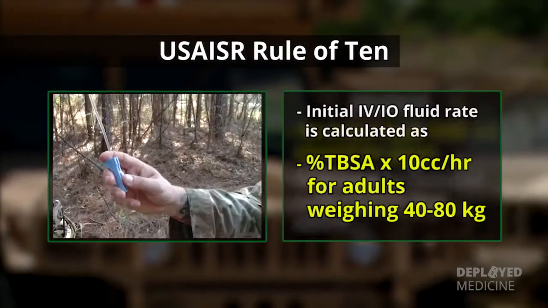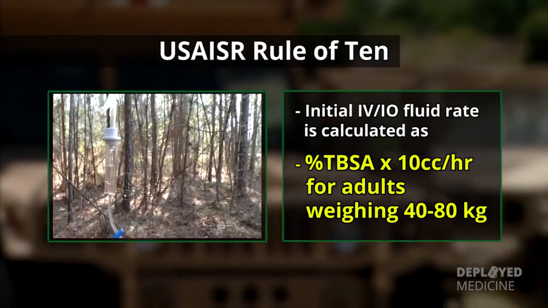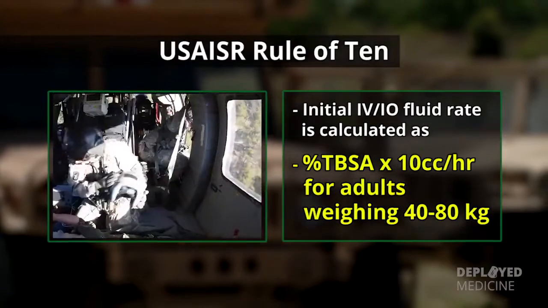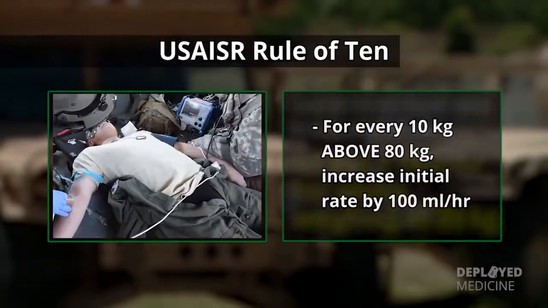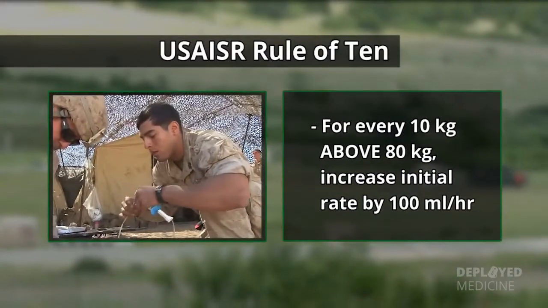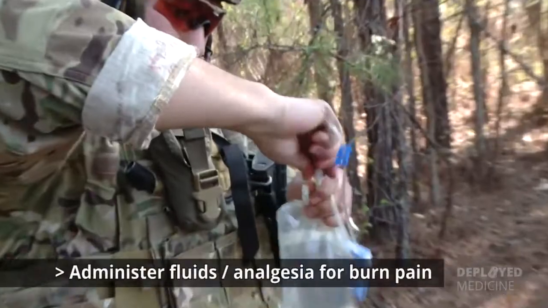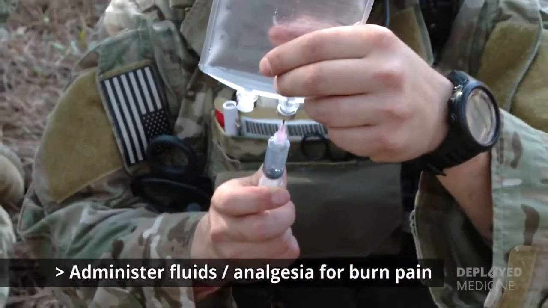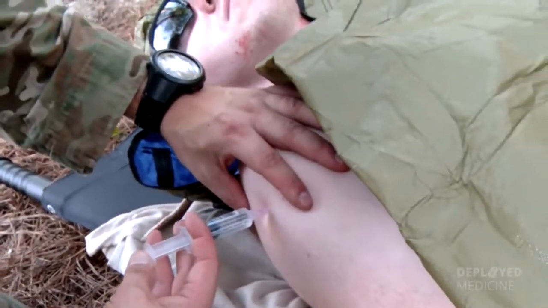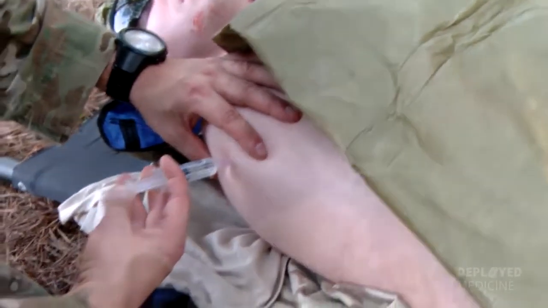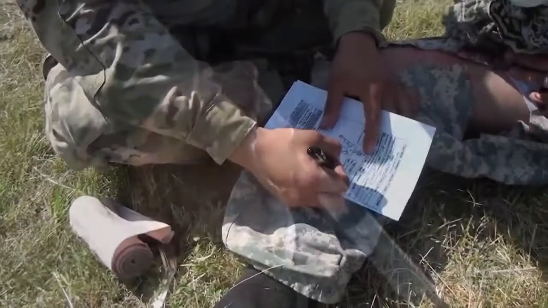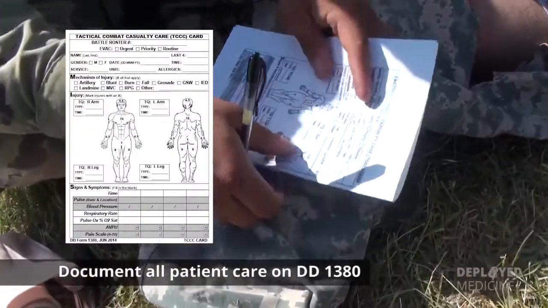Initial IV-IO fluid rate is calculated as the percent TBSA times 10 cc's per hour for adults weighing 40 to 80 kilograms. For every 10 kilograms above 80 kilograms, increase the initial rate by 100 milliliters per hour. Administer fluids and analgesia for burn pain in accordance with TC3 guidelines. Pre-hospital antibiotic therapy is not indicated solely for burns, but antibiotics should be given if indicated to prevent infection in penetrating wounds. Document all care rendered on a DD 1380.